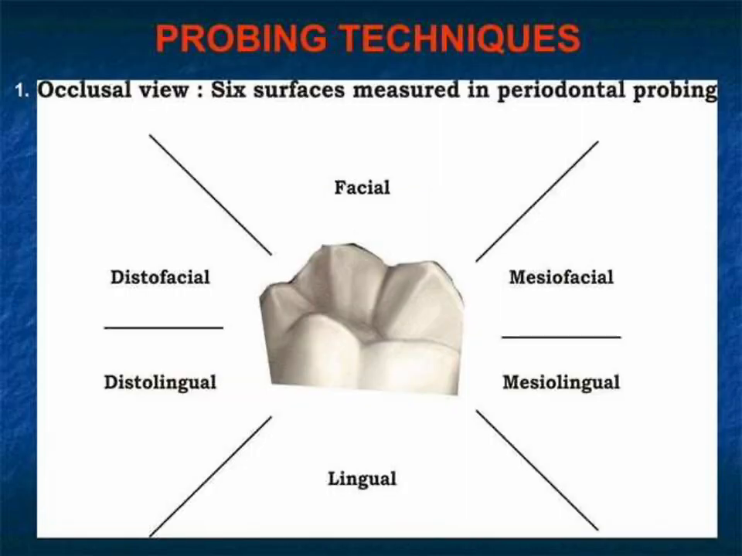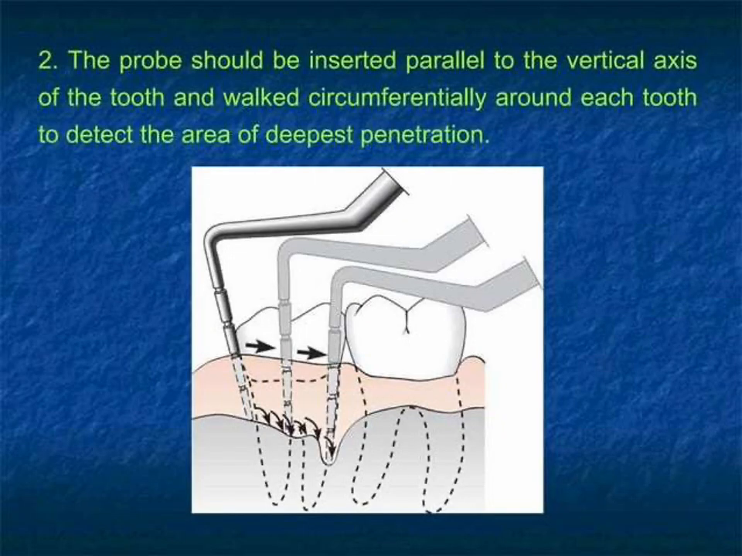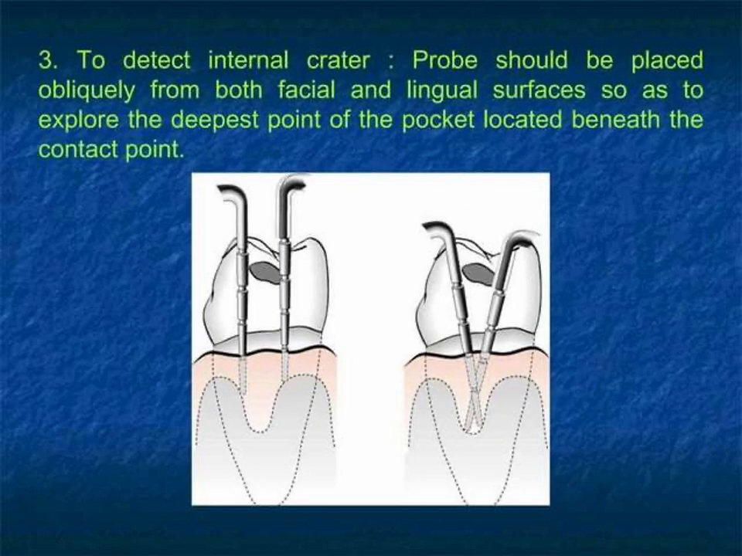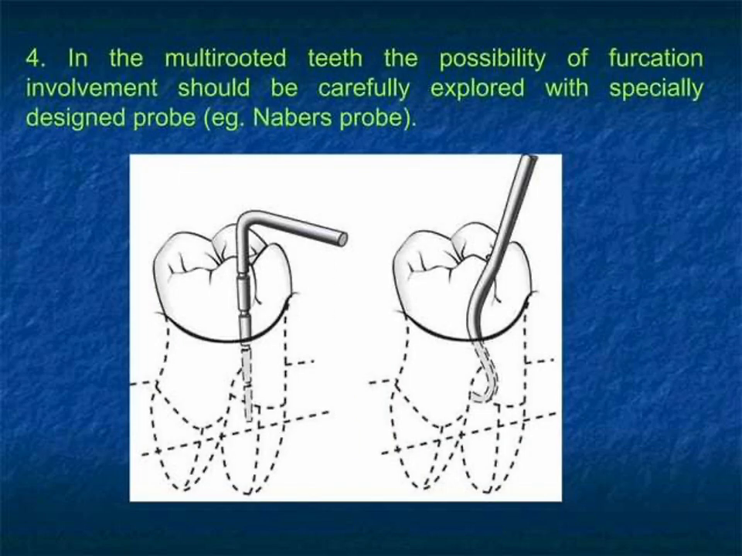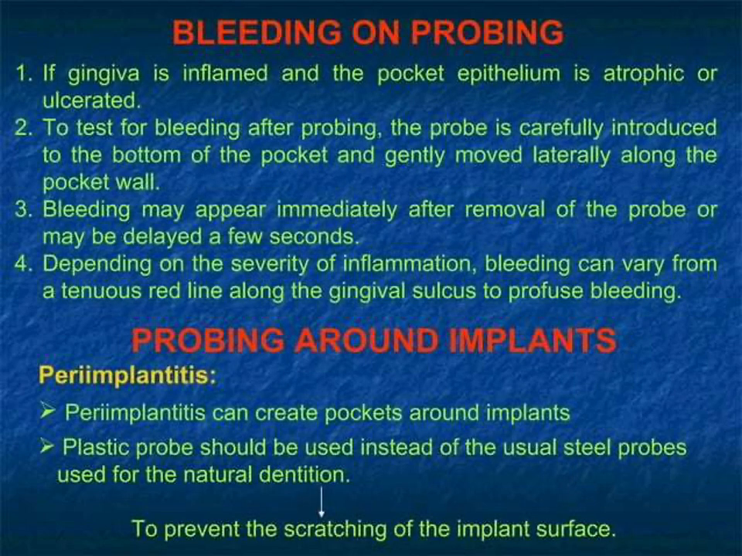Probing techniques. Six surfaces are measured in periodontal probing, which include distofacial, facial, mesiofacial, mesiolingual, lingual, and distolingual. The probe should be inserted parallel to the vertical axis of the tooth and walked circumferentially around each tooth to detect the area of deepest penetration. To detect an internal crater, the probe should be placed obliquely from both facial and lingual surfaces so as to explore the deepest point of the pocket located beneath the contact point. In multi-rooted teeth, the possibility of furcation involvement should be carefully explored with specifically designed probes such as Nabers probe.